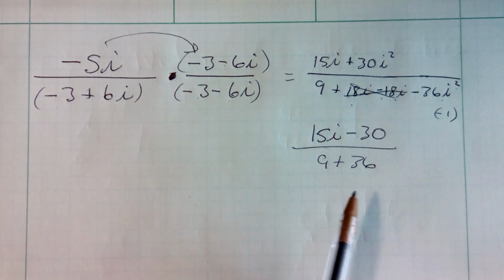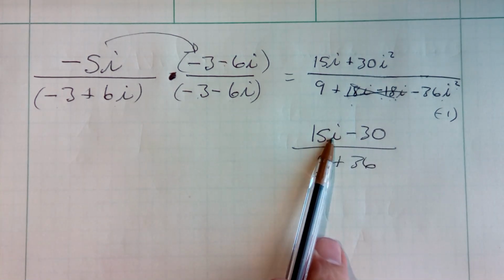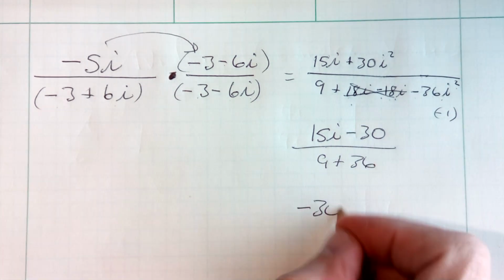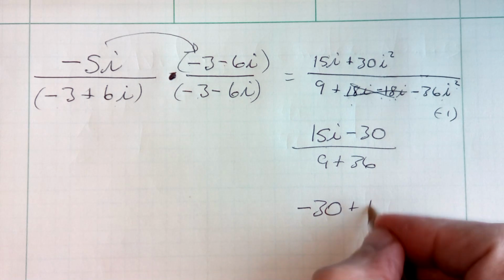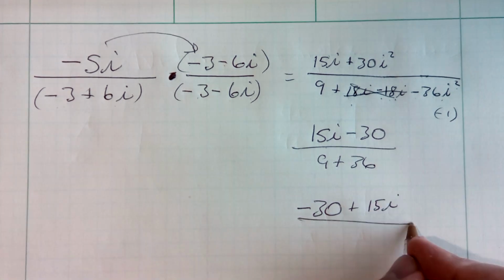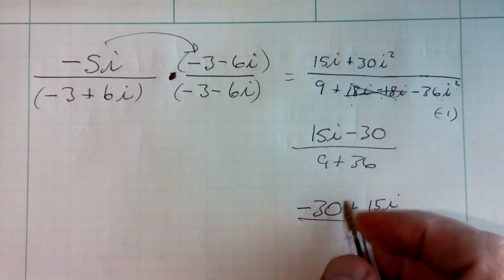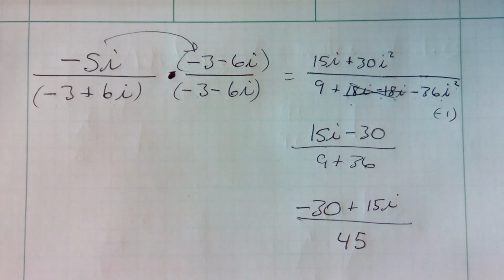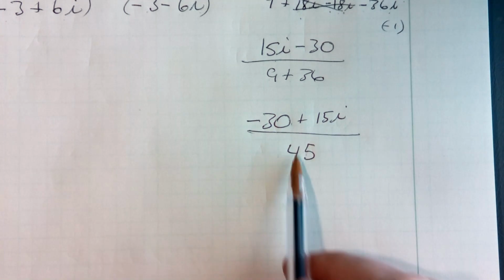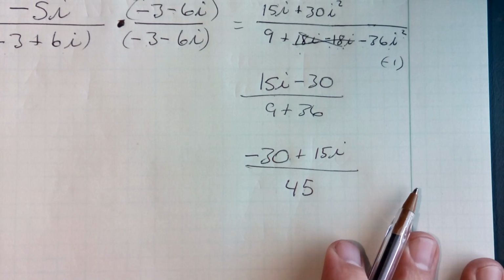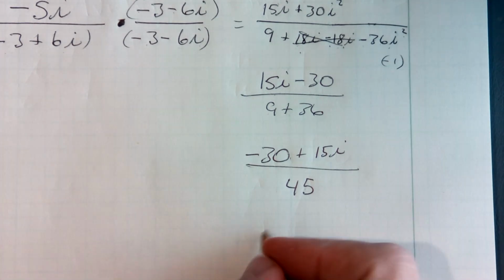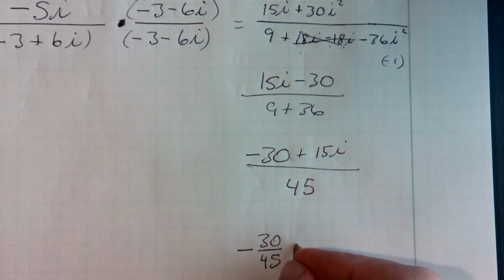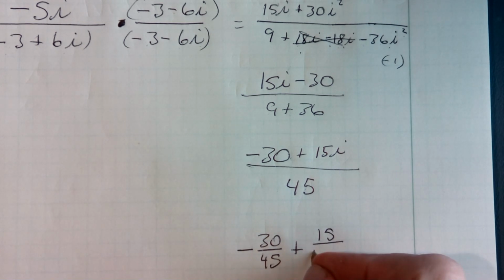Now, I want the i term behind, so I'm going to swap the place of those two. I'm going to put the minus 30 in front, the plus 15i behind, over 9 plus 36, which is 45. Now, we're going to separate that into two fractions and reduce. When I separate it into two fractions, I get a negative 30 over 45 plus 15 over 45i.